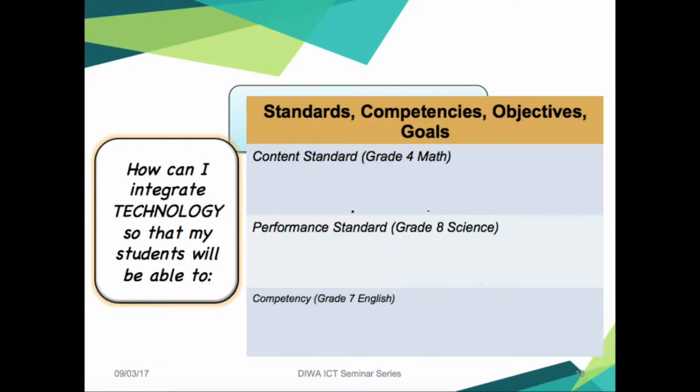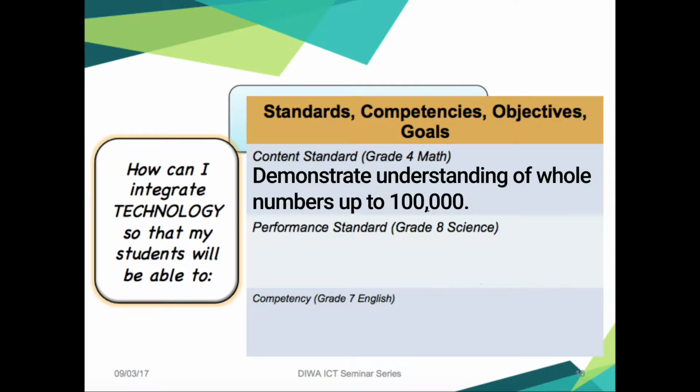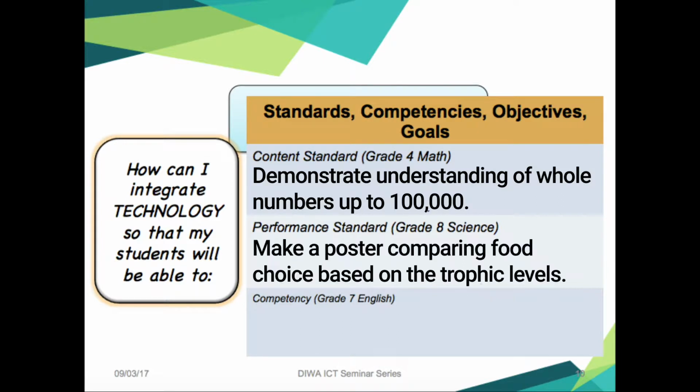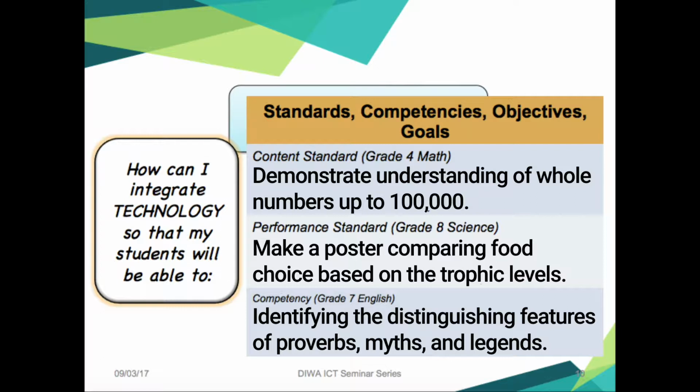A sample of a content standard for grade 4 math: Demonstrate understanding of whole numbers up to 100,000. A sample of a performance standard from grade 8 science: Make a poster comparing food choices based on the trophic levels. And a sample competency for grade 7 English: Identify the distinguishing features of proverbs, myths, and legends.